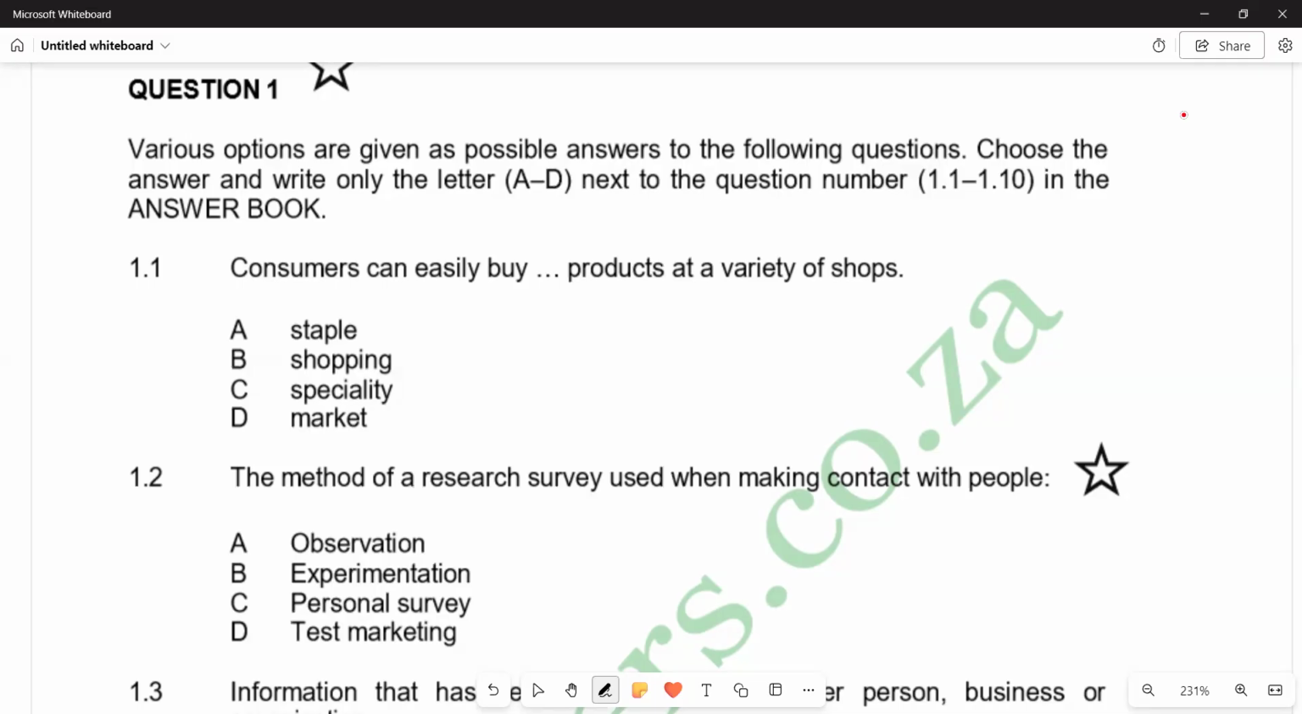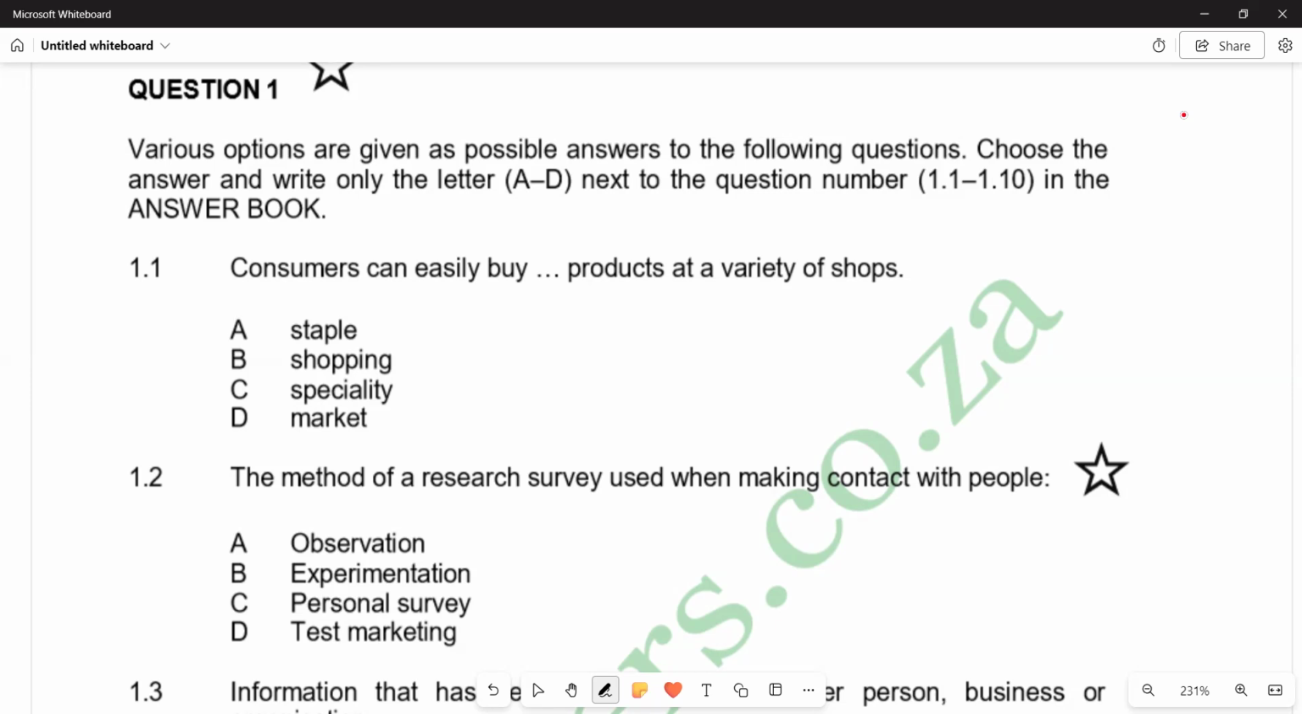In this video, we want to look at paper 1 of June 2024. Then we're going to look at the first question, that is a multiple choice question, on that question paper. Our question reads, various options are given as possible answers to the following questions. Choose the answer and write only the letter A to D next to the question number, that is 1.1 to 1.10 in the answer book. Now the first question, that is 1.1.